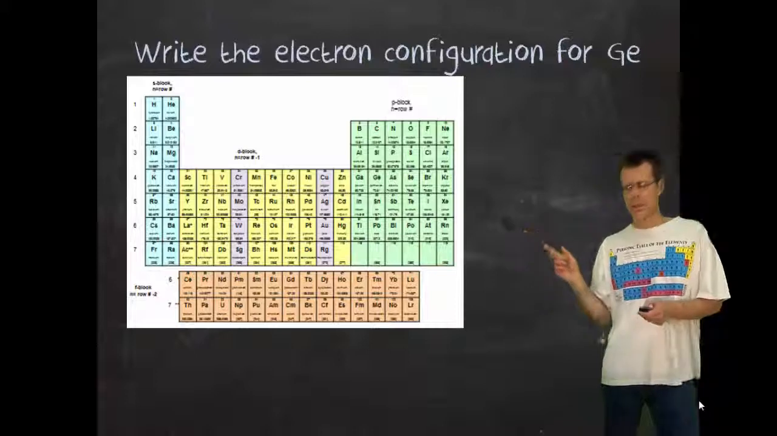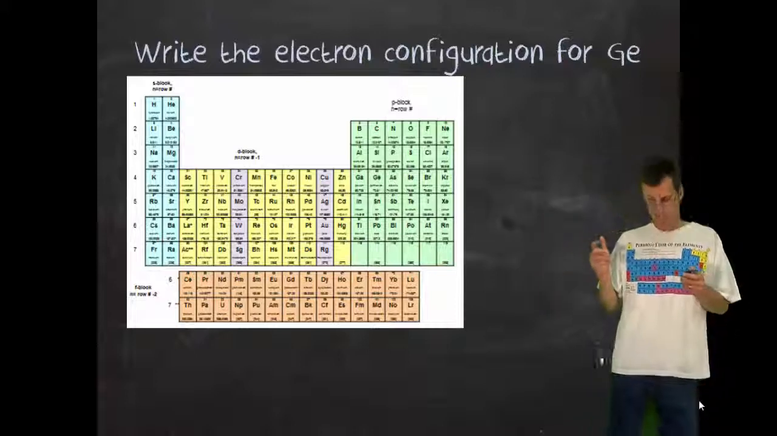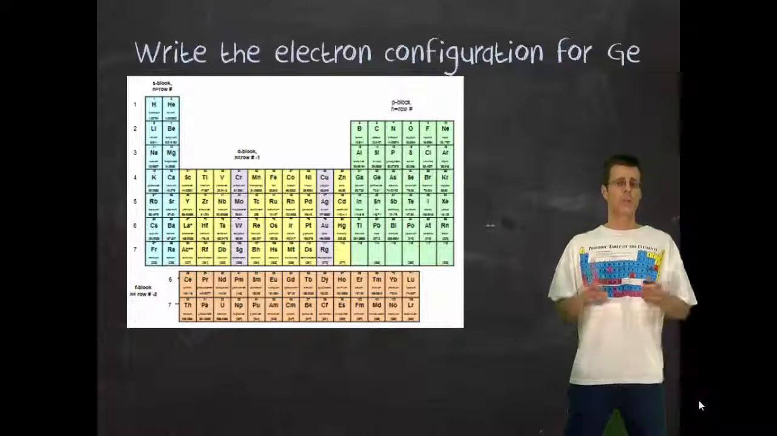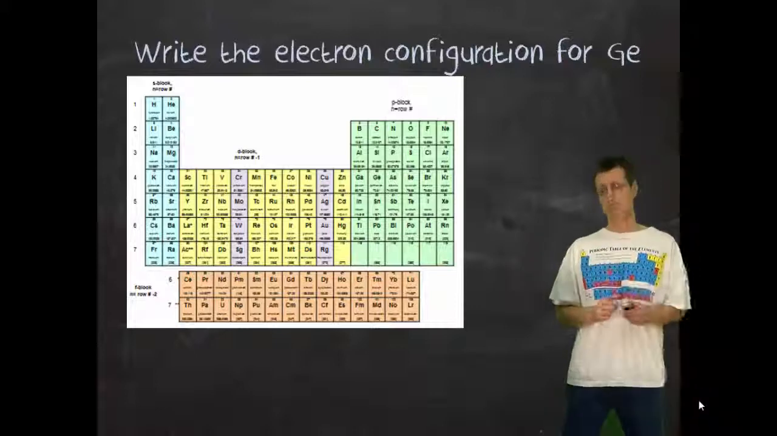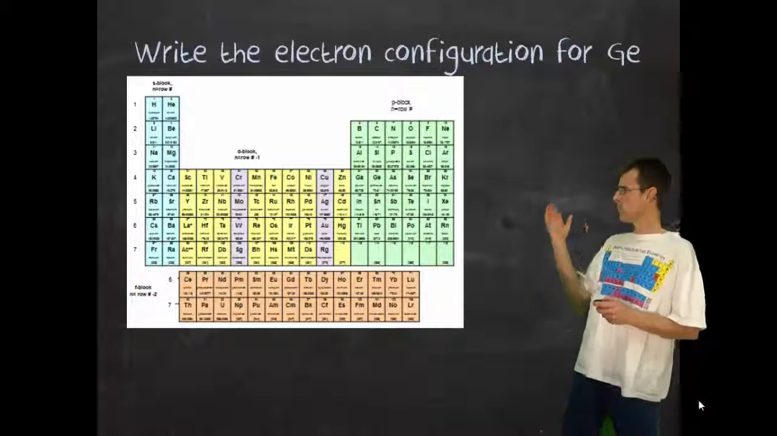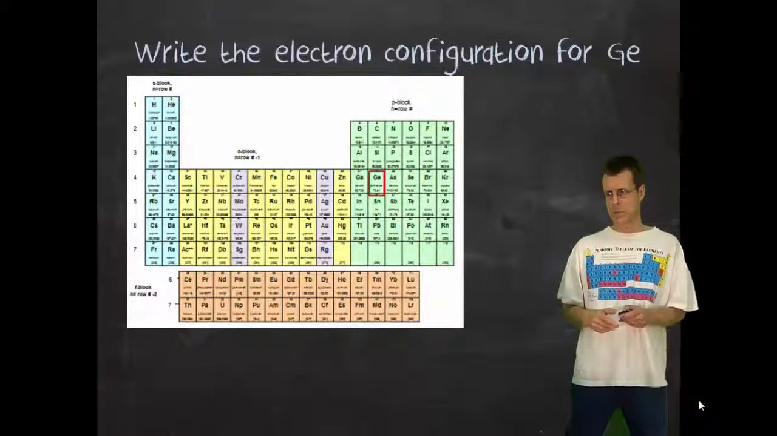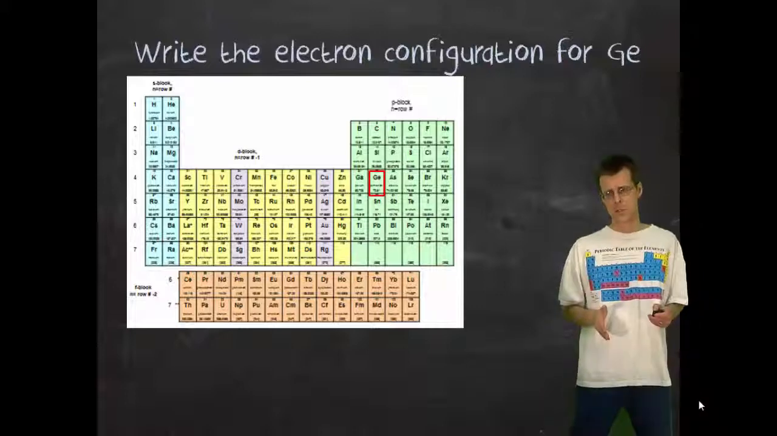Now with this periodic table, we are going to be able to use it for identifying or determining the arrangement of electrons, the electron configuration in atoms. Well, how do we do that for, let's say, germanium? Well, for germanium, first of all, we have to find it on the periodic table. There it is, element number 32.